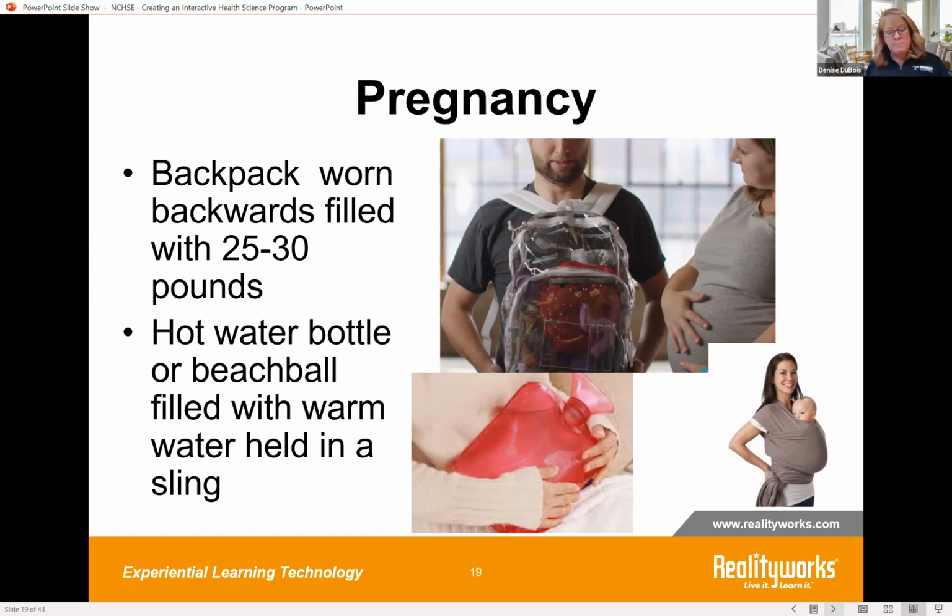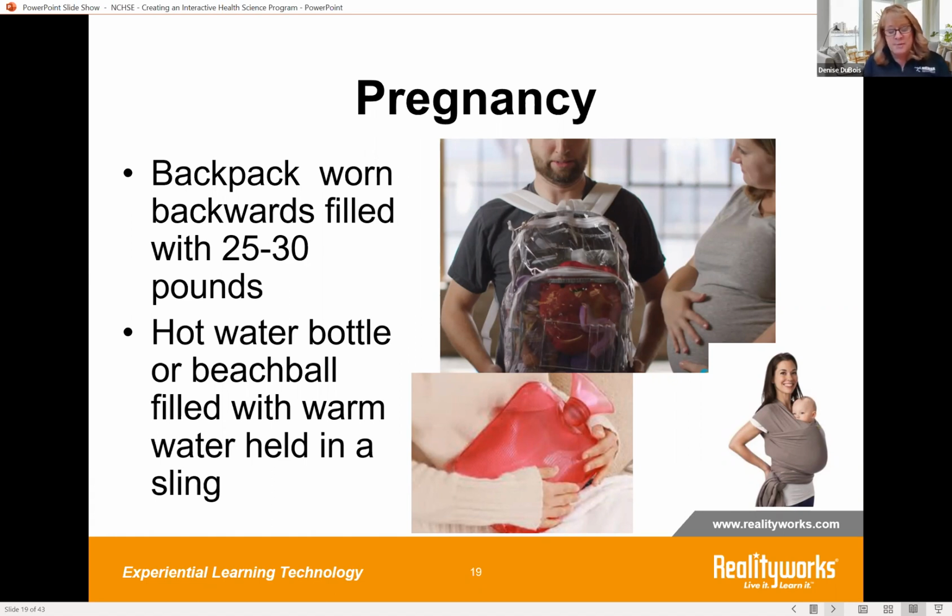And then you could have the students wear it backwards so they can feel the difference in their center of gravity. And then when they've got something like that on, you can have them do things like try to bend over and tie their shoe or pick something up off the ground, or perhaps go up and down stairs, just feeling what it's like on the lower back, the different center of gravity that a pregnancy would feel like.